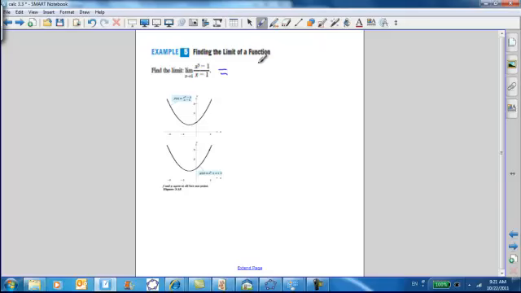So if you just try plug and chug, you get 1 cubed minus 1 over 1 minus 1. You get 0 over 0. We call this the indeterminate form. Because 0 divided by 0 is not defined, and you could set it equal to anything.